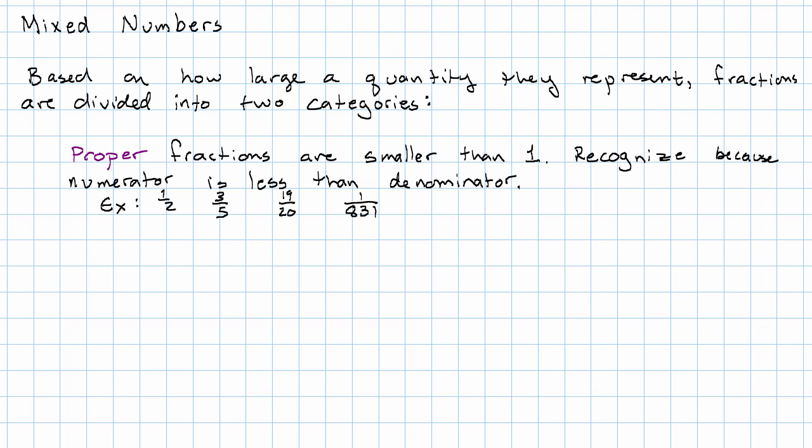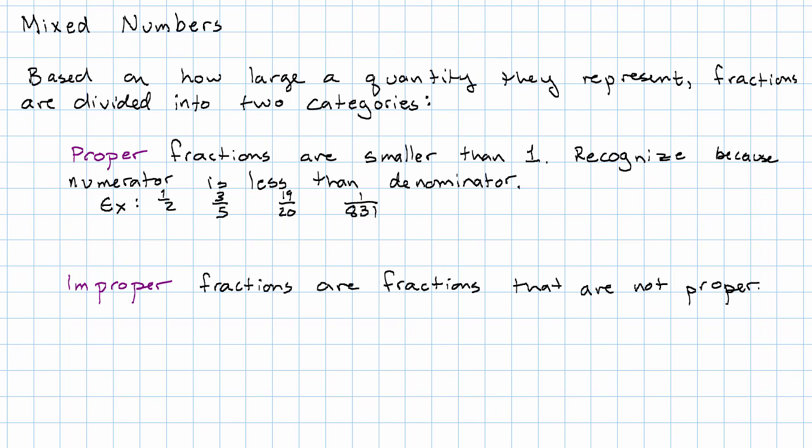An improper fraction is any fraction that is not proper. So they may equal 1, or they may be larger than 1. And this category also includes fractions that represent whole numbers. 5 wholes, for example, would be an improper fraction.